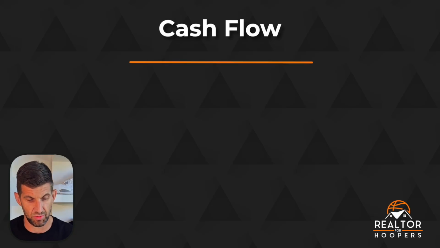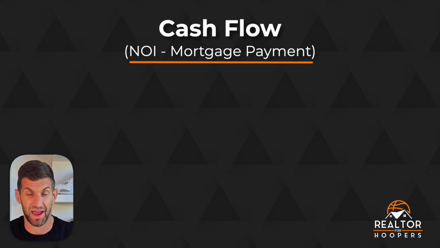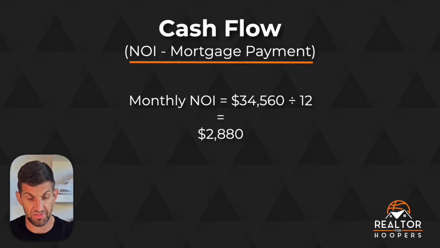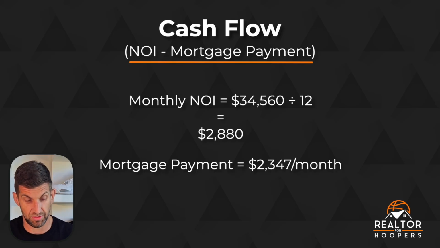Cash flow. So we want our net operating income minus our mortgage payment here. So our monthly net operating income, which would be $34,560 divided by 12, is $2,800. Okay. And the monthly payment on your loan would be $2,347 using current interest rates. That's going to change if, when you're watching this video, interest rates have gone up or down. But for this calculation, we're going to use $2,347 as your monthly payment.